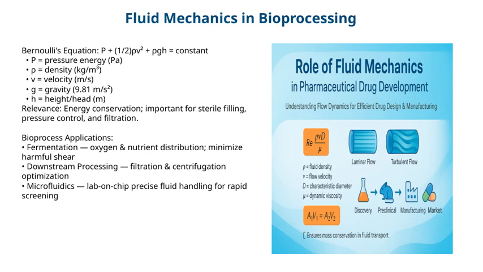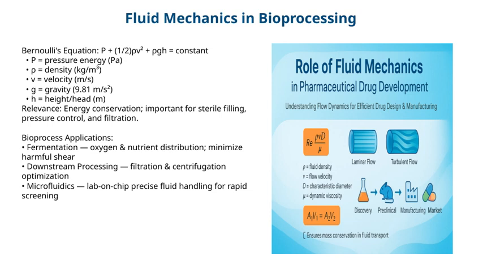This equation is fundamental because it describes the conservation of energy in flowing fluids. It states that the sum of pressure energy, kinetic energy, and potential energy remains constant along a streamline. In the equation, P stands for pressure energy, measured in pascals. The term 1/2 ρv² represents the kinetic energy per unit volume, where ρ is the fluid density and v is the velocity. The ρgh term accounts for potential energy due to height or elevation, with g being gravity, which is approximately 9.81 meters per second squared.